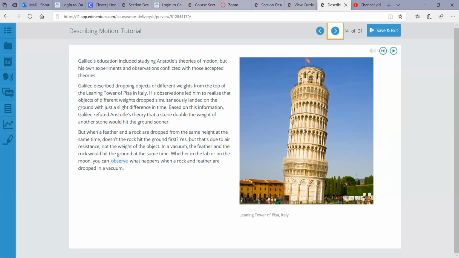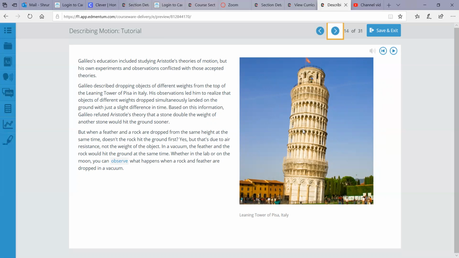Galileo described dropping objects of different weights from the top of the Leaning Tower of Pisa in Italy. His observations led him to realize that objects of different weights dropped simultaneously landed on the ground with just a slight difference in time. Based on this information, Galileo refuted Aristotle's theory that a stone double the weight of another stone would hit the ground sooner.